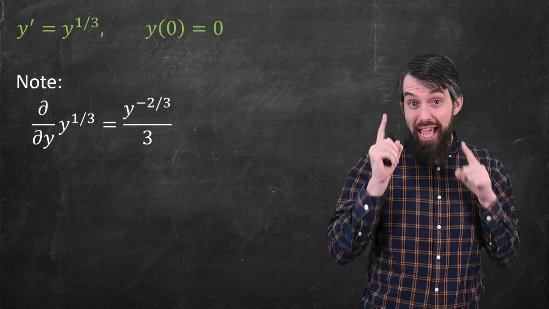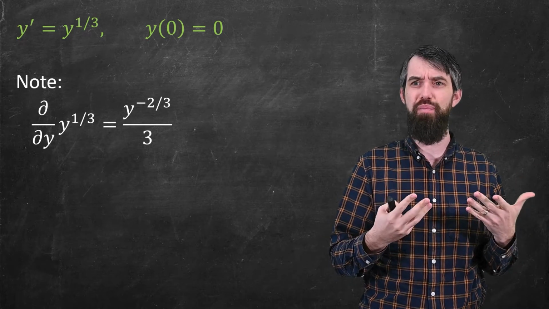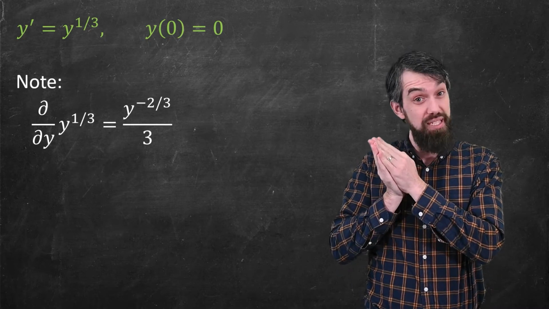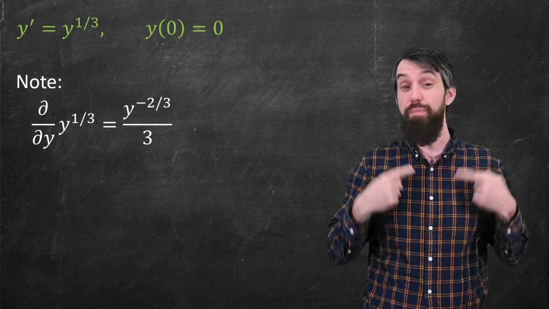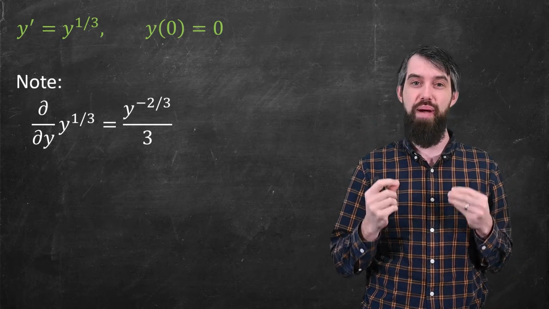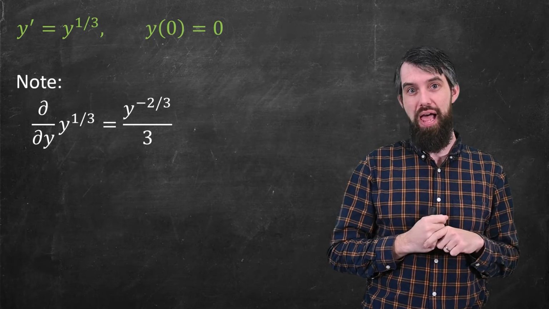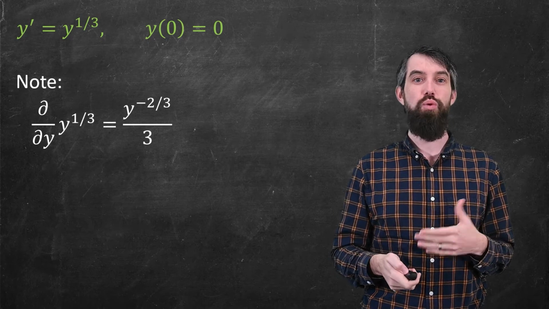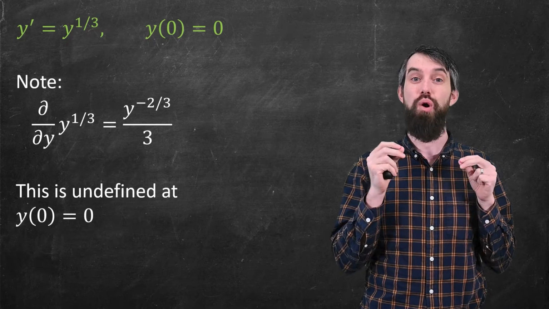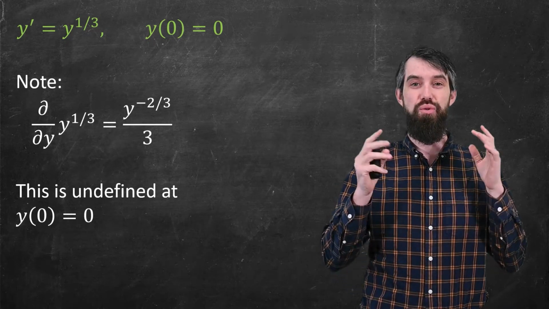And indeed, if you take the derivative of this function with respect to y, I'll use the partial derivative because in principle, this right-hand side could depend on y and x, even though in this specific case, it only depends on y. So if I take the partial derivative of that, I get y to the minus 2/3 divided by 3. And then the negative sign of that exponent is very important because this is not defined when y is equal to 0. And so what I'm observing is that this partial derivative is undefined at the value of y equal to 0.